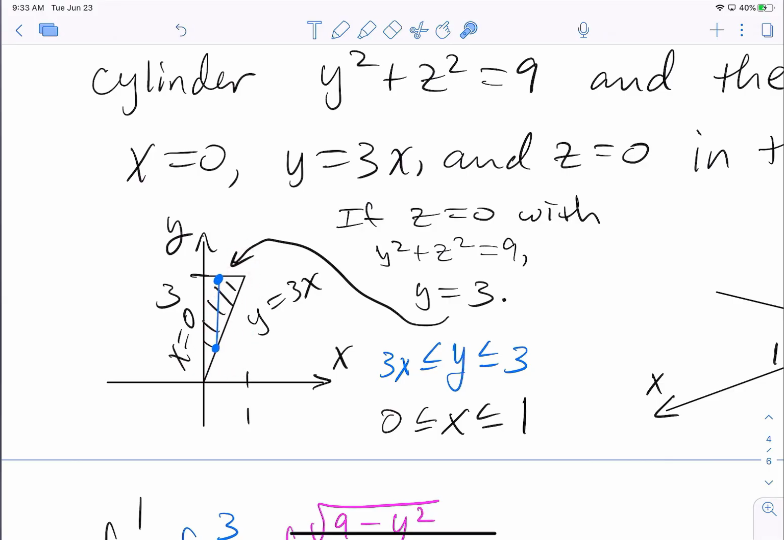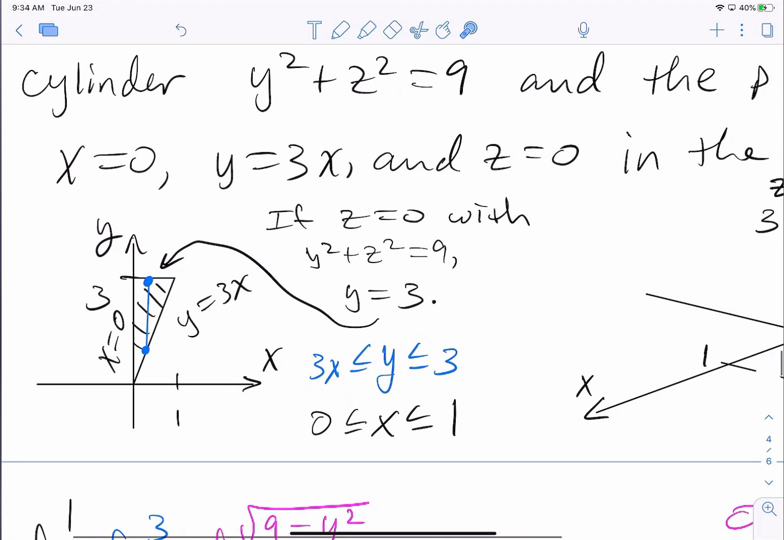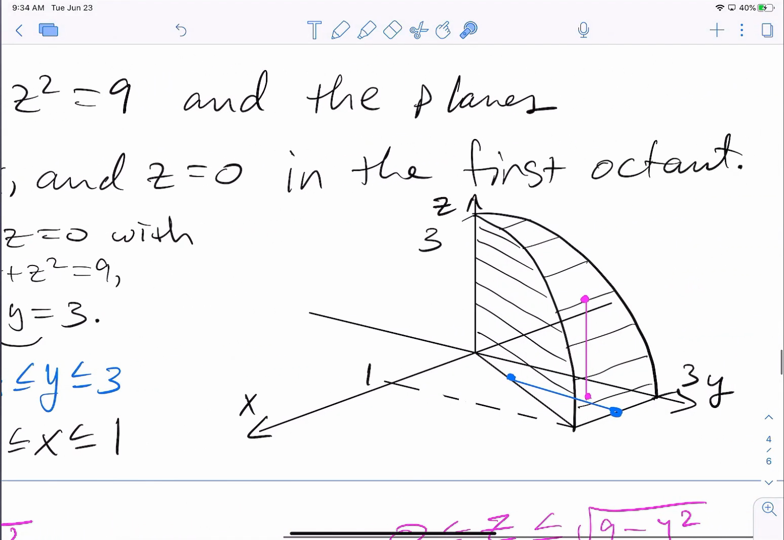We have a choice to let either x or y have variable limits. I chose y. We can see in this region y is going to go from the line y equals 3x, so y goes from 3x to 3, and x goes from 0 to 1. Now, translating that into R3, well, we don't translate that into R3. In R3, that's this triangle here in the xy plane.